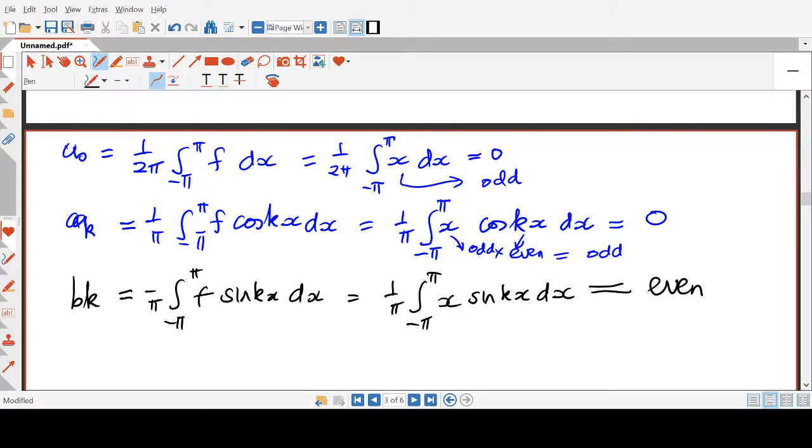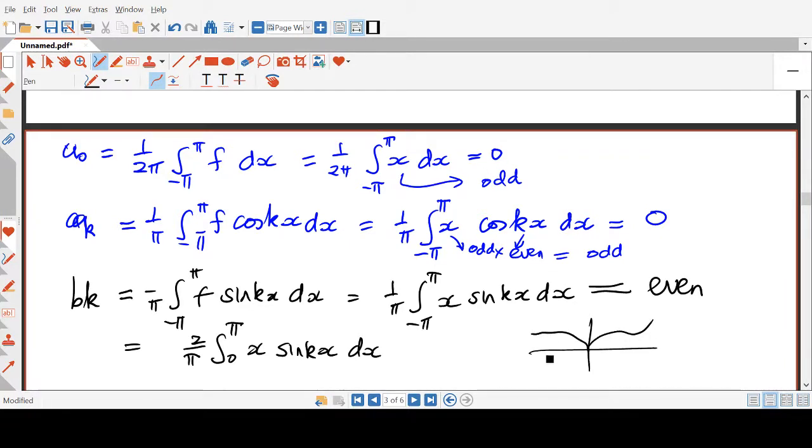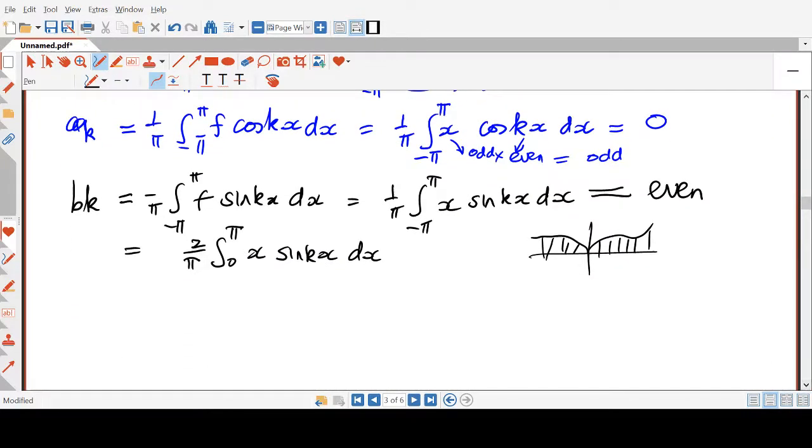Now this is even, so you can actually do something. You can go from 0 to pi of x sine kx, and double the front because it's symmetrical. What you see on this side, you see on that side. So you can go from 0 to a and double it. That's just a mathematical thing. Now you have to actually crank this out. So here you've got to hit this with integration by parts.